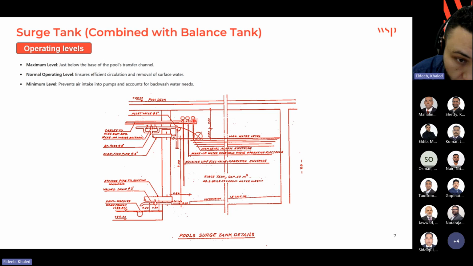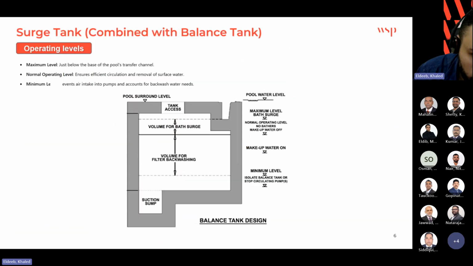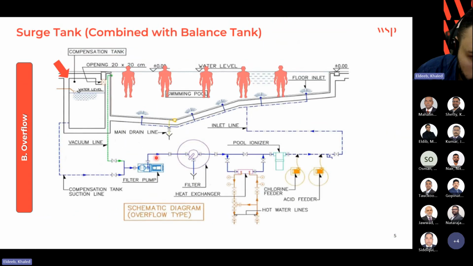This sensor gives an alarm to the control panel in order to open the solenoid valve on the suction side of the pump here fully, to make the pump take more water from here, or 100% of the water here, more than the main drain coming from the pool. Let's go back. I need to show you here better.